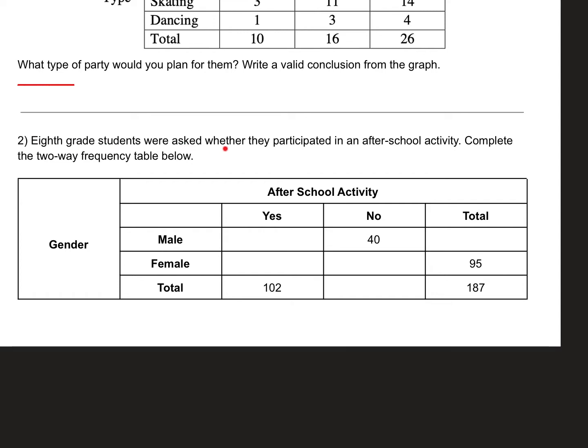So, 8th grade students were asked whether they participated in an after-school activity. Complete the two-way frequency table. So, you notice I'm comparing whether or not they competed in an after-school activity and whether they're male or female. But I'm being asked to complete this. So, the only way I can complete this table is by making sure these add up. So I know this number plus the 95 has to equal 187. So I can just bring out my calculator. I'm just going to have to do 187 minus 95 to get my total, which would be 92 for there.